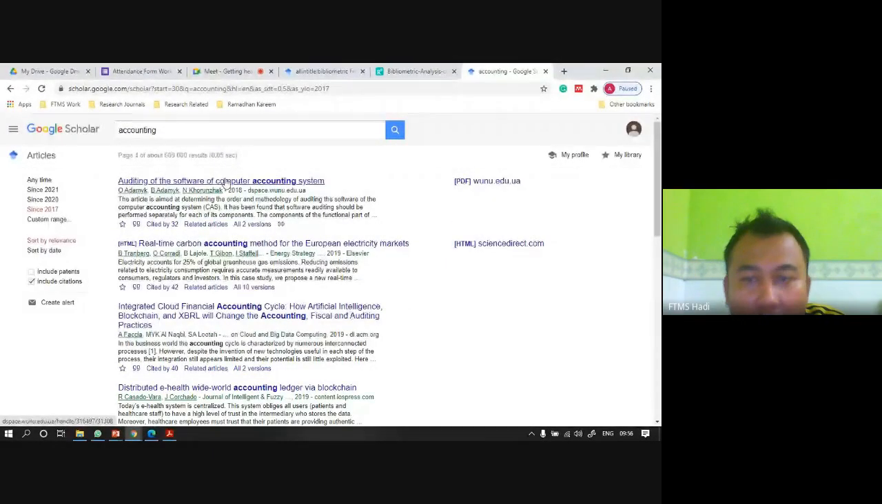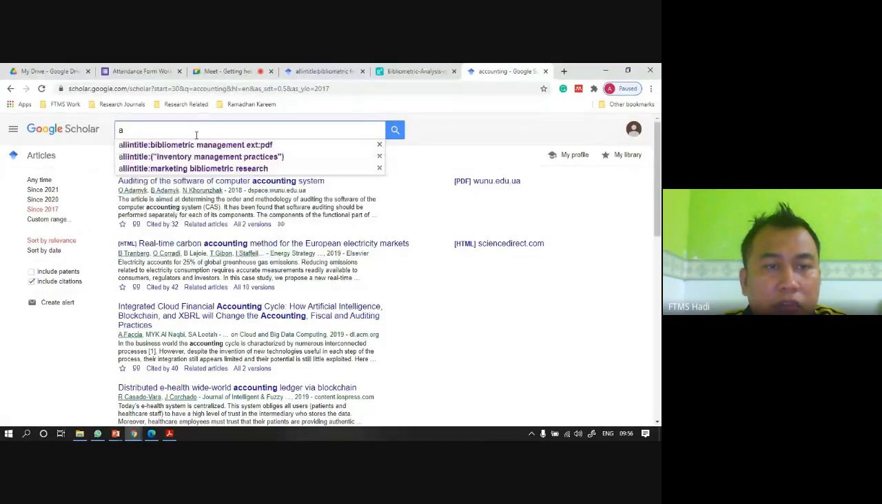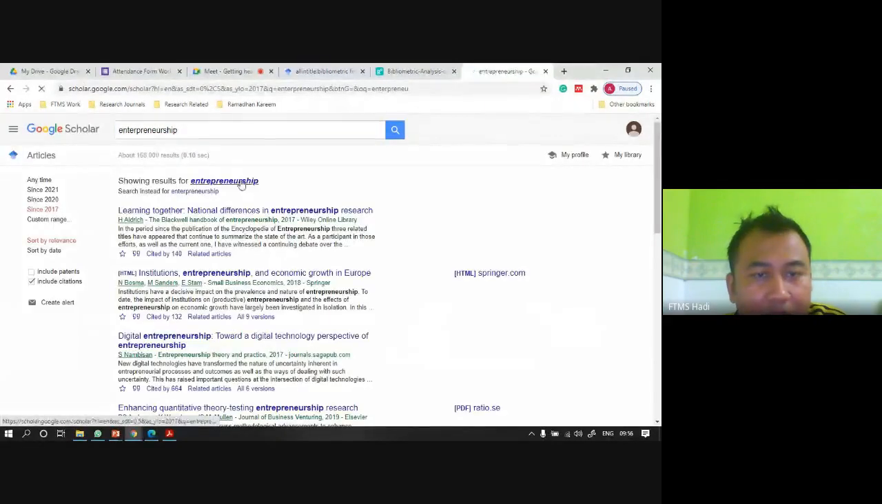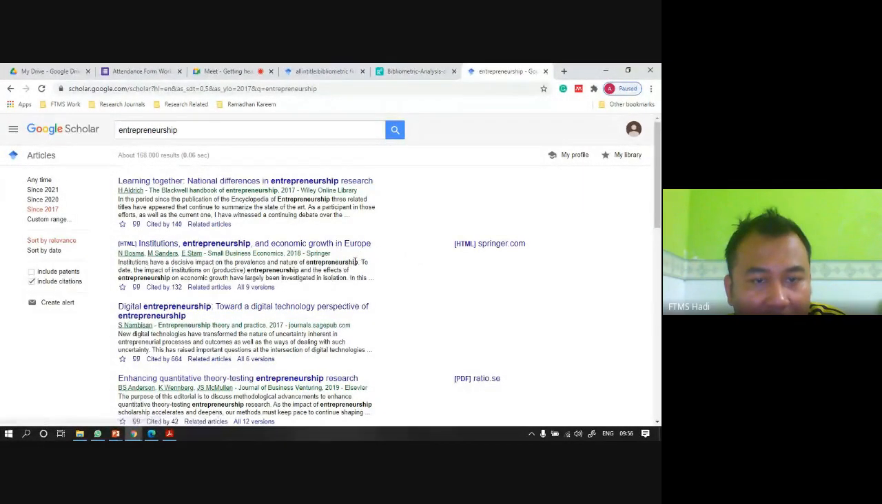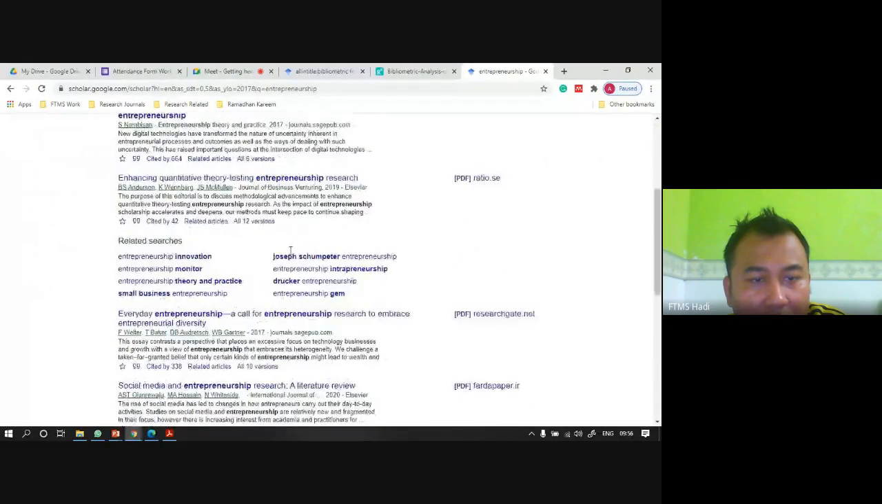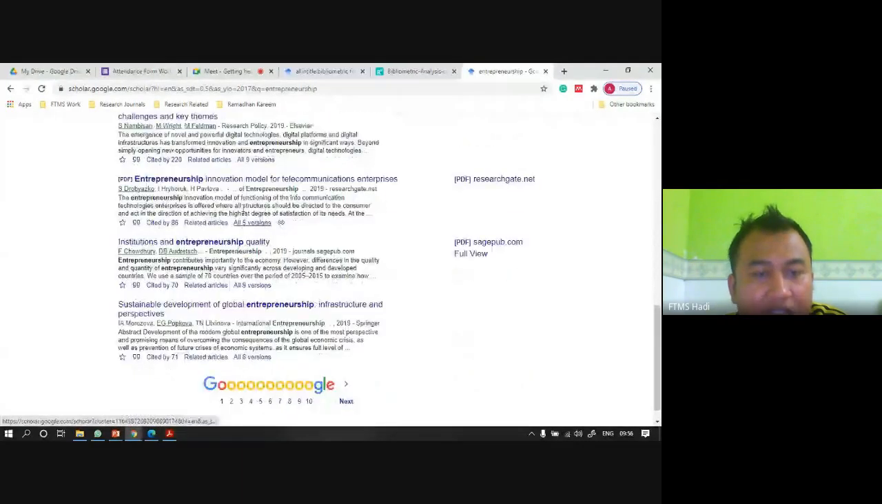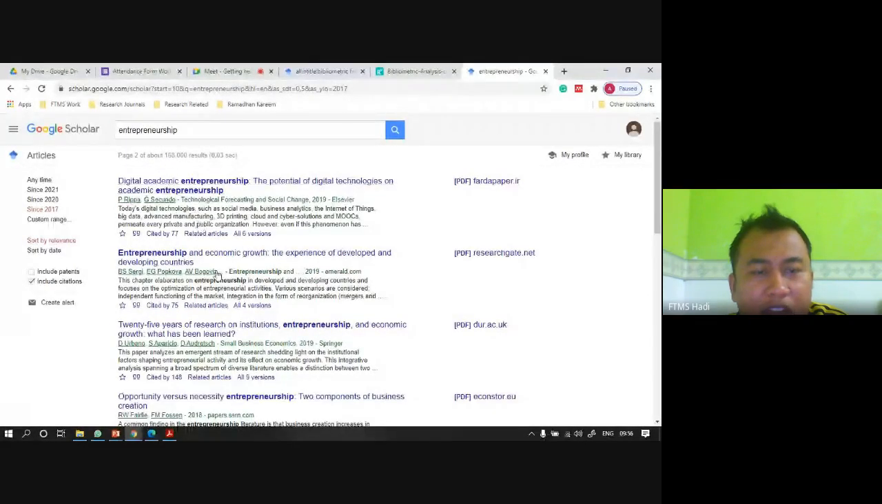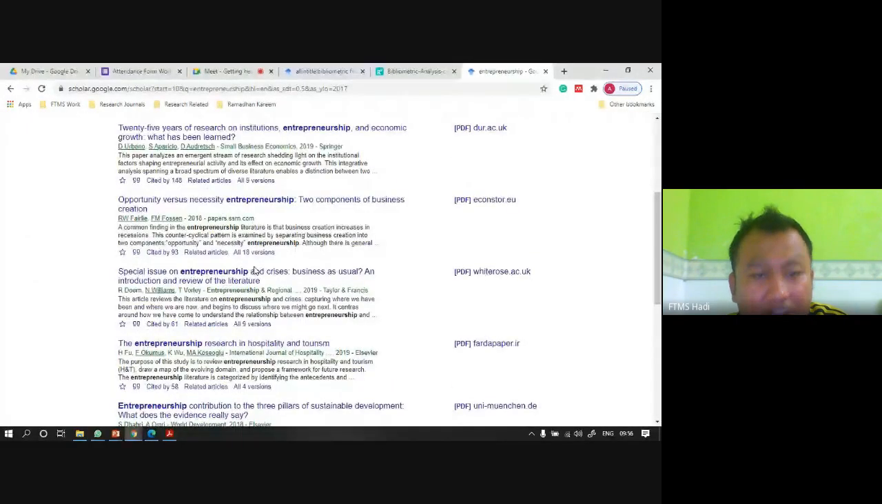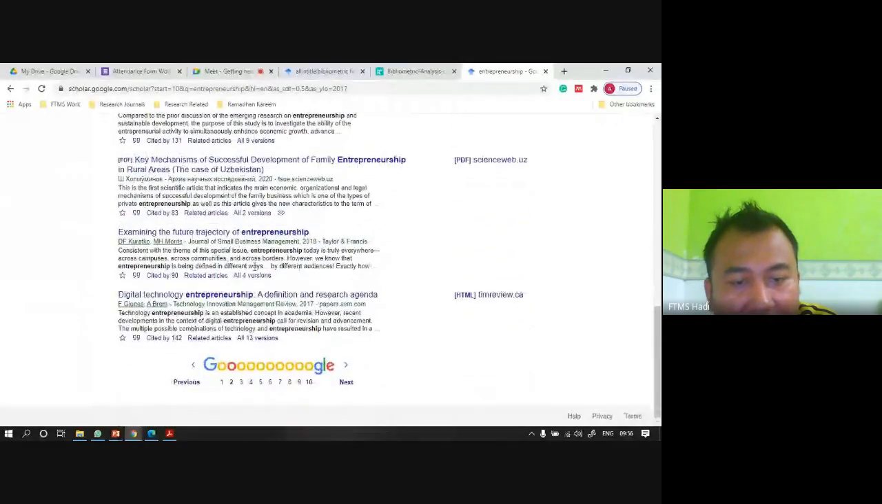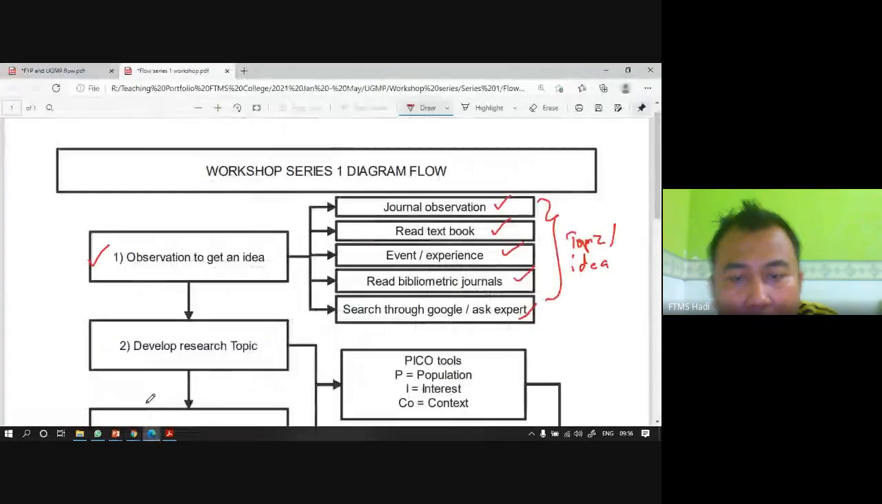Auditing software. Okay, let's say we go for entrepreneurship. Entrepreneurship since 2017. Social media and entrepreneurship research, innovation, a lot of that. But this one is quite a shortcut. So apart from these five, I would rather go for reading, looking at the journals and also bibliometric. That is the recommended one. So that is how you search on Google. This is the last one.